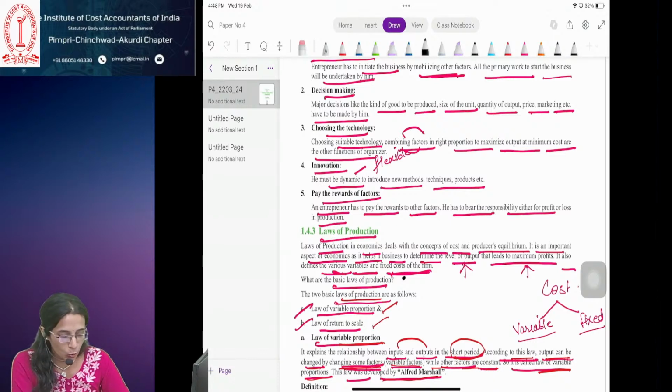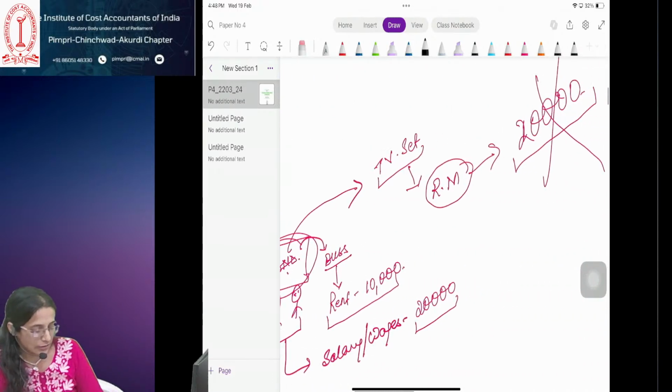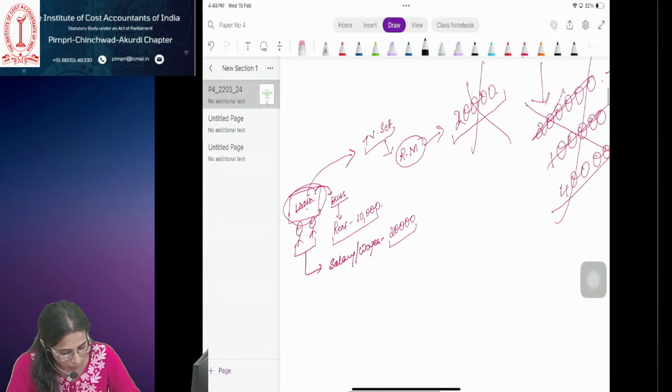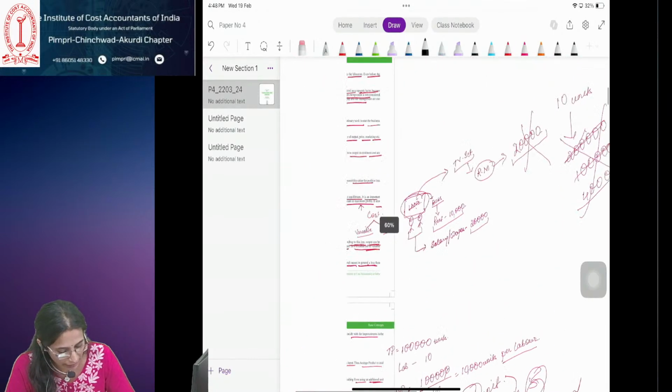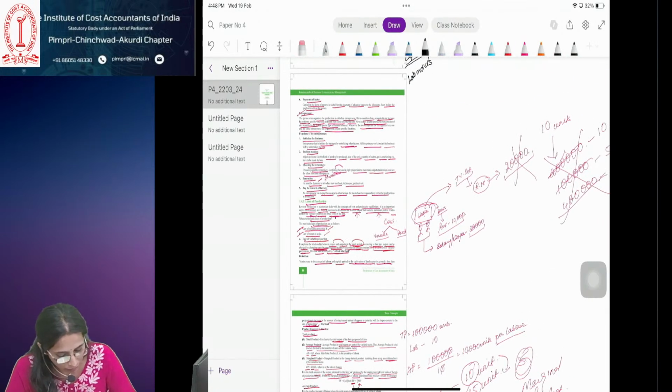So there are two basic laws of production: law of variable proportions and law of returns to scale. So we will be discussing this with an example. See, first law we will discuss. It's already written here, or how will I write? Eraser.